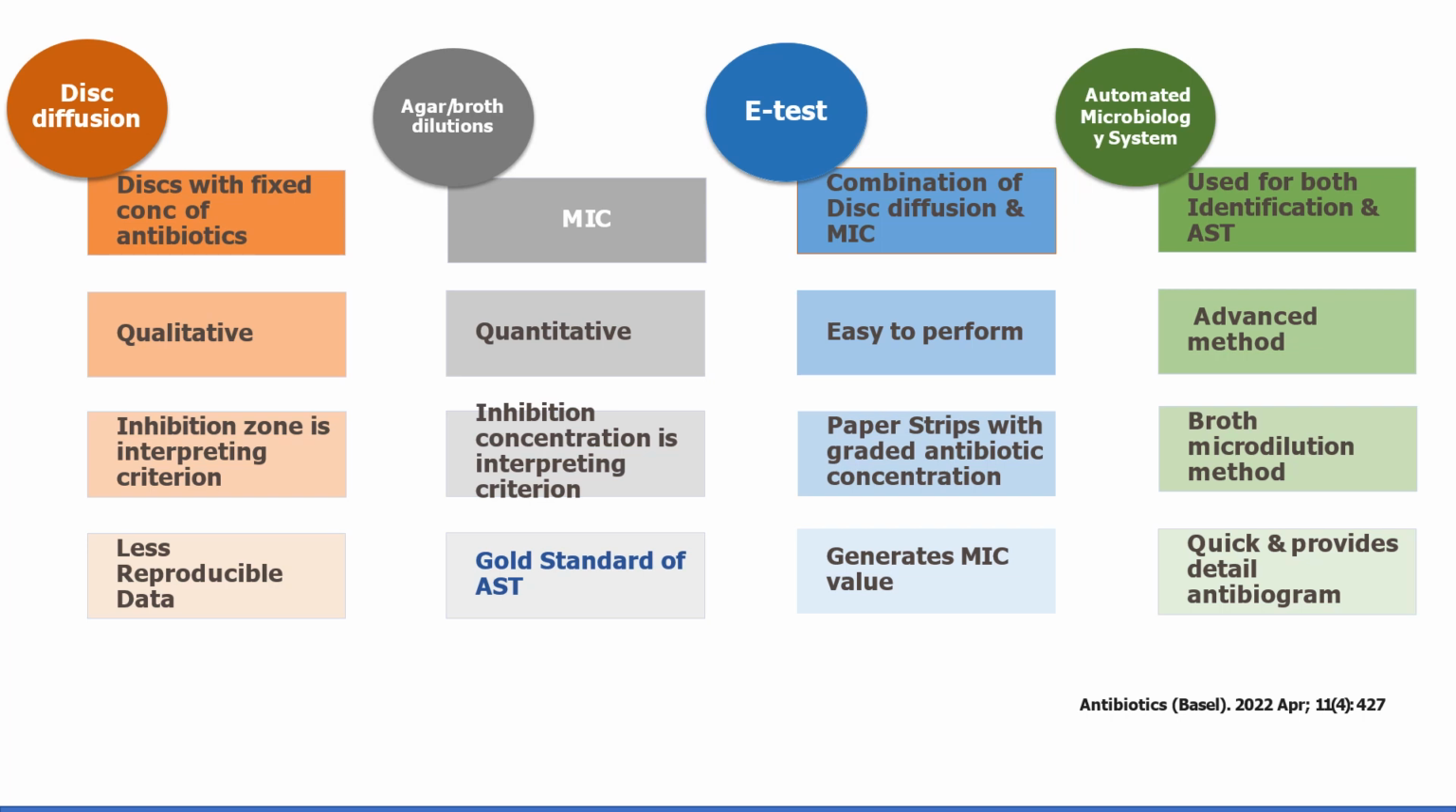E-test is a combination of disc diffusion as well as MIC. It is easier to perform. Paper strips impregnated with a gradient concentration of the antibiotic are used. It generates an MIC value. That is about the E-test. Regarding the automated microbial system, this is used for identification and sensitivity testing. It is an advanced method. The broth microdilution method is the principle. It is quicker and it provides a detailed antibiogram. So that was about the various tests employed in microbiology for sensitivity testing.